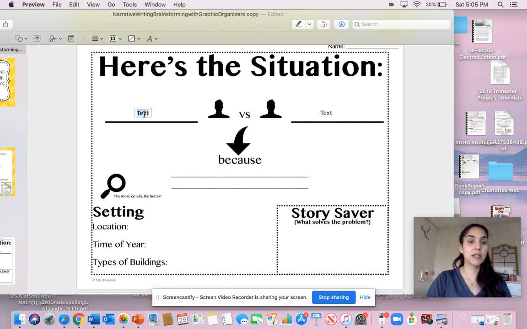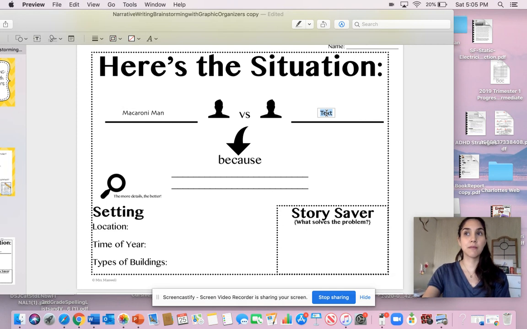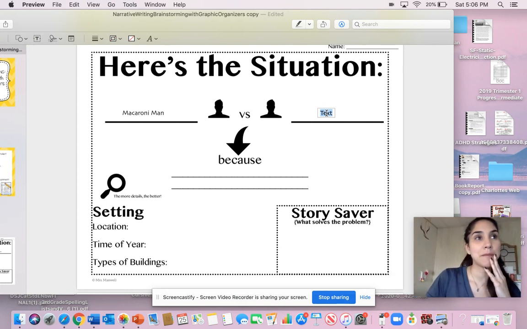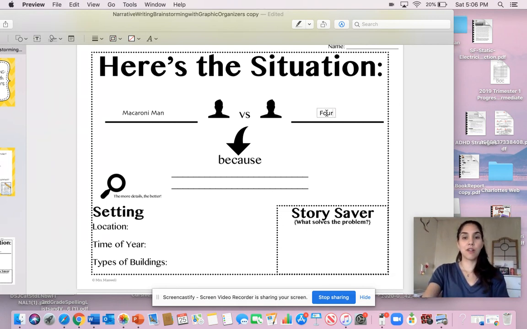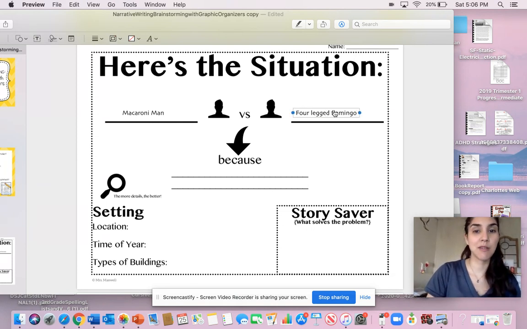So I'm going to say Macaroni Man versus, I want to do a man versus an animal. Let's say four-legged flamingo. Okay, Macaroni Man versus the four-legged flamingo.